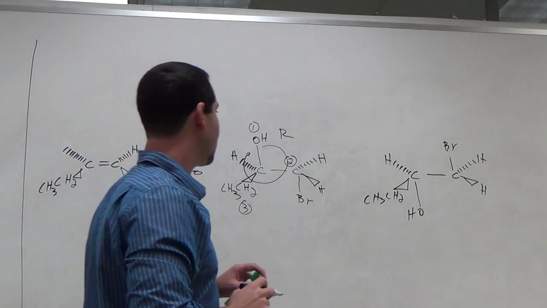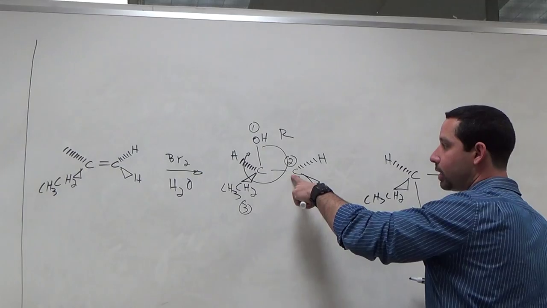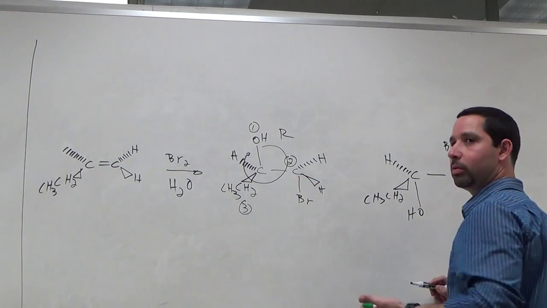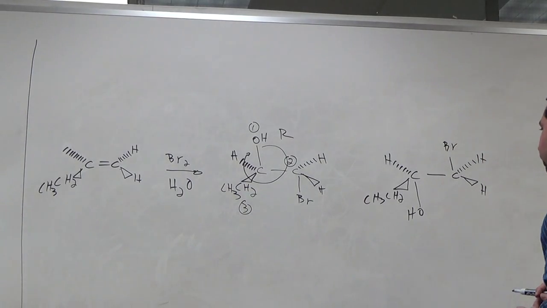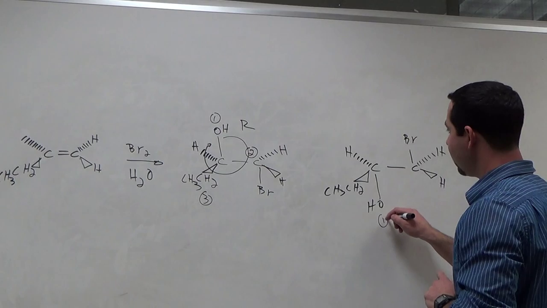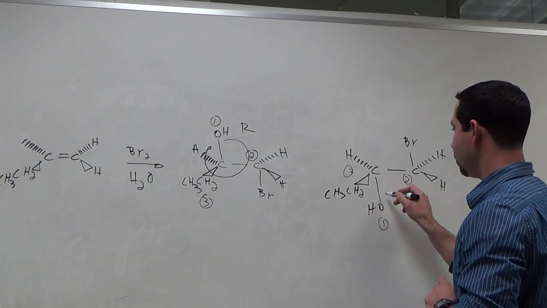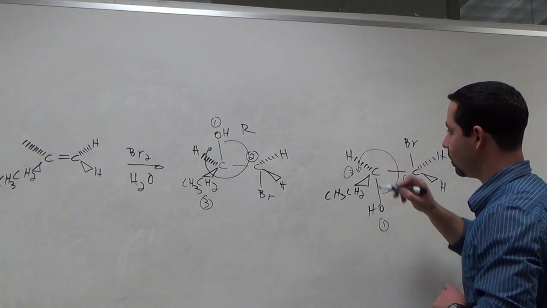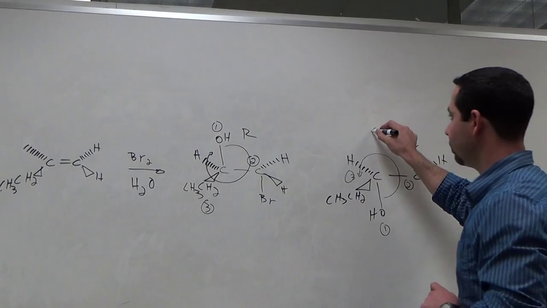And how about this one here? Is this chiral? No, it's not, because it's two H's. H there, H here. We're going to do it again here. What is it here? It's the reverse. One, two, three. This is going that way.